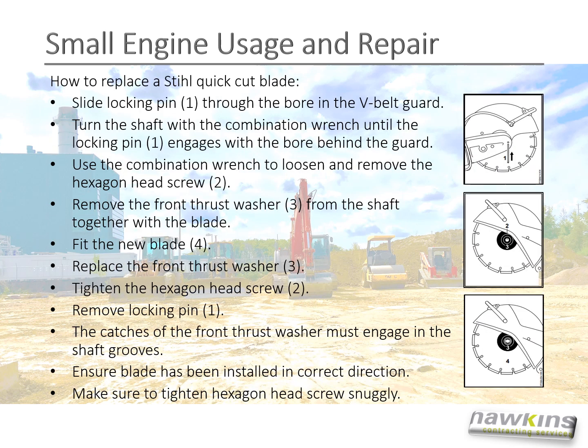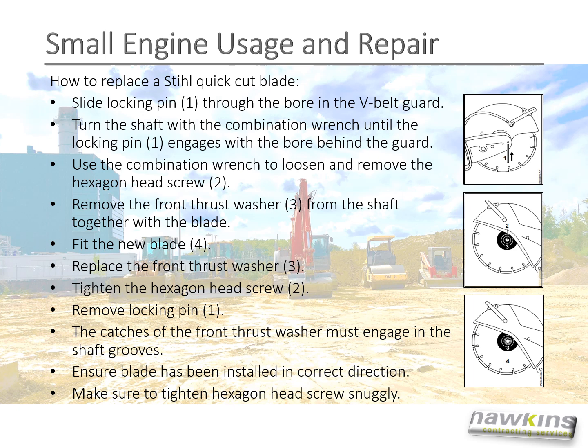How to replace a blade on a Stihl quick cut. Slide the locking pin, if you have one, through the bore in the V-belt guard. Turn the shaft with the combination wrench until the locking pin engages with the bore behind the guard. Use the combination wrench to loosen and remove the hexagon head screw. Remove the front thrust washer from the shaft together with the blade.